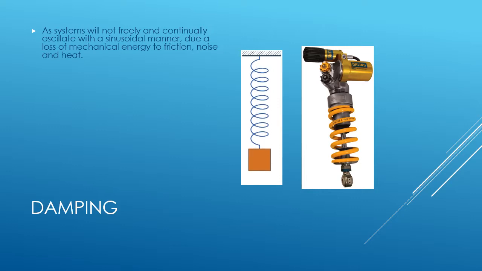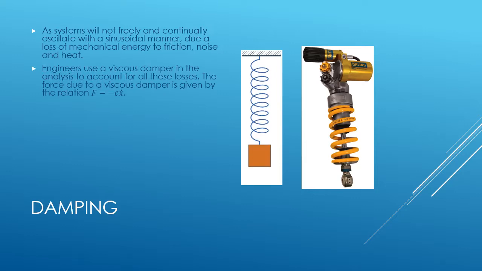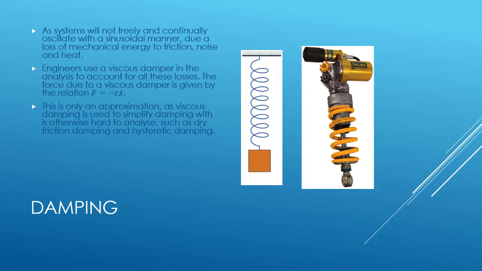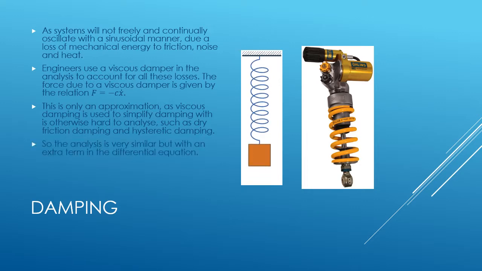In reality, there will never be a system which will continually oscillate sinusoidally, due to the fact that mechanical energy will be lost from the system, which is basically due to friction, noise and heat. This can be shown in a similar animation to the undamped system, shown to the right here. To model this damping effect, engineers use a viscous damper in the analysis to account for all these losses, and the force due to a viscous damper is given by the relation F equals the damping constant times the velocity. However, this is only an approximation, as viscous damping is easy to analyse, as opposed to the actual damping going on in the system, which is basically dry friction and hysteretic damping.